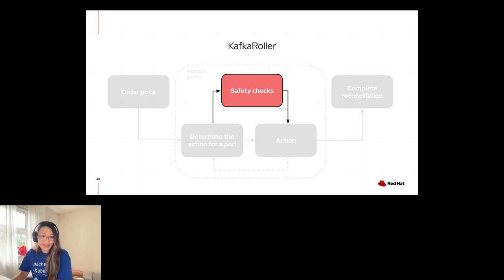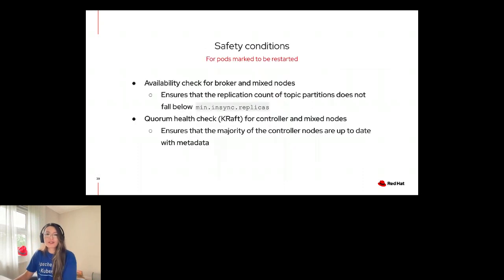Right, so we determined the action, and next we need to do the safety checks. There are two safety conditions KafkaRoller checks. The availability check is for brokers and mixed nodes if you're running in KRaft. This ensures that the in-sync replica count of a topic partition does not fall below the configured min.insync.replicas. This is really important because producer clients with acks=all settings won't be able to produce anymore, and consumer clients won't be able to commit offsets either, because they do that by producing to a topic with acks=all settings as well. Then we also do a quorum health check for KRaft controllers and also for mixed nodes. This ensures that a majority of the controller nodes are up and running and also have up-to-date metadata.